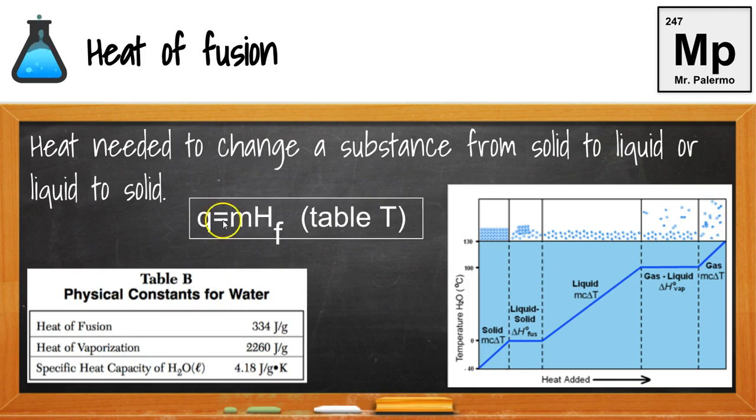And so this constant listed on Table B, heat of fusion, is 334 joules per gram. That means for every gram of water, it requires 334 joules to get it to go through this phase change from solid to liquid or liquid to solid.